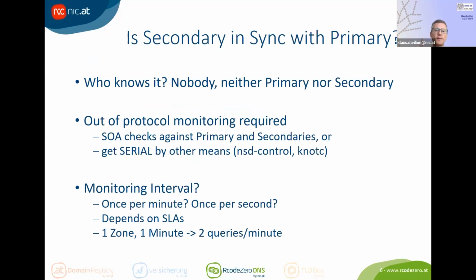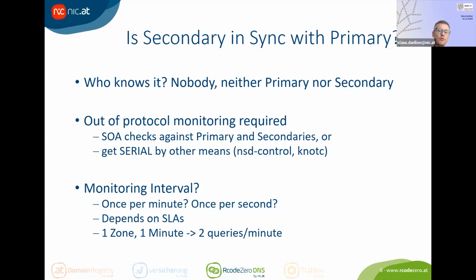If I ask the question, is the secondary nameserver in sync with the primary nameserver? Out of the box, nobody can answer, because the primary does not know the state of the secondary, and the secondary does not know the state of the primary. The secondary only knows the state of the primary when it performs a refresh check, but once the refresh check is finished, it doesn't know the state anymore. So it can happen that, 1 second after the refresh check, the serial gets incremented and, for whatever reason, the notify does not arrive. And nobody knows if they are in sync.